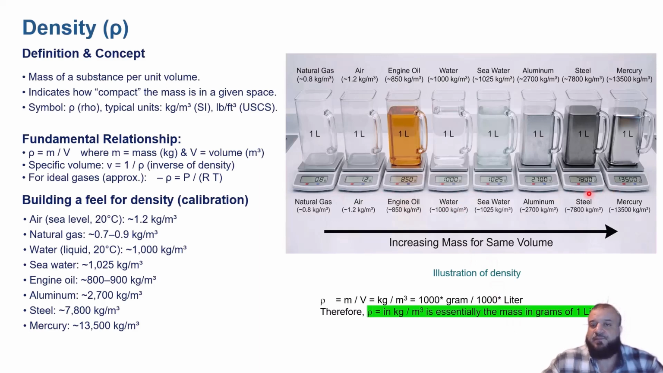For example, the very famous water here, 1,000 kilogram per meter cubed. Water density, 1,000 kilogram per meter cubed. Let me tell you how to build a feel for this. If you have a 1 liter Pepsi bottle, you go to pick it. Let's say this is a 1 liter Pepsi bottle. So you go, you hold it. You don't have a problem.